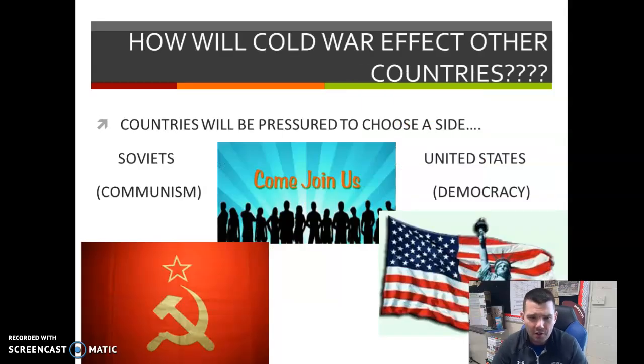How will the Cold War affect other countries? Countries will be pressured to choose a side. So it's either you're with us or you're against us. You're with the Soviets or you're with us. So it really put the world into two different types of camps. You're with us or you're against us, basically.